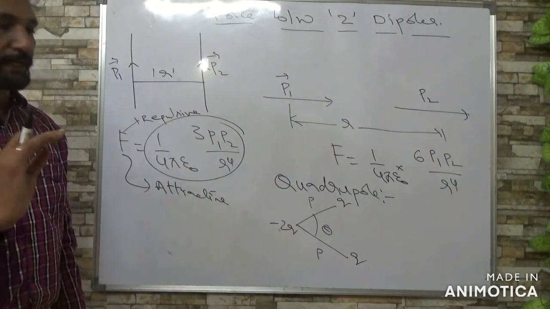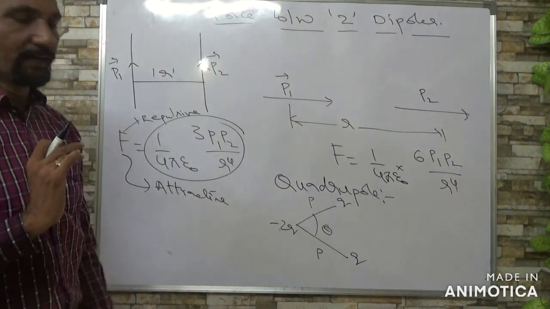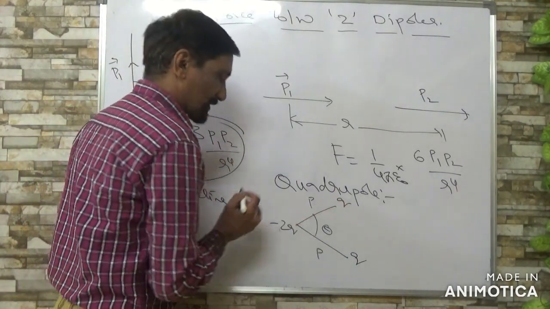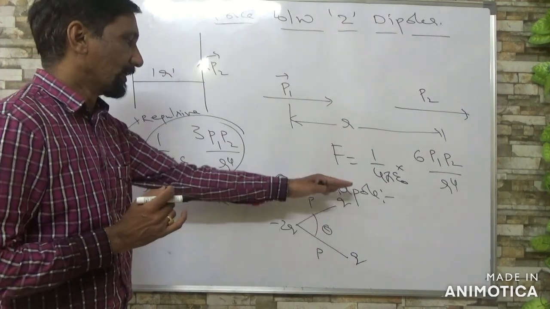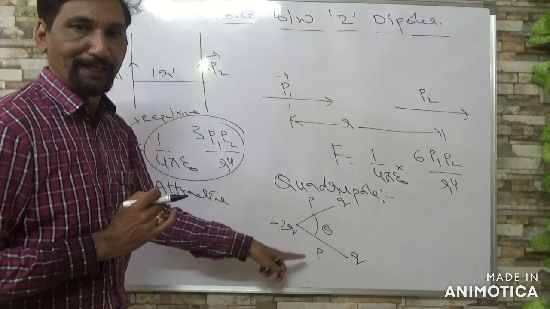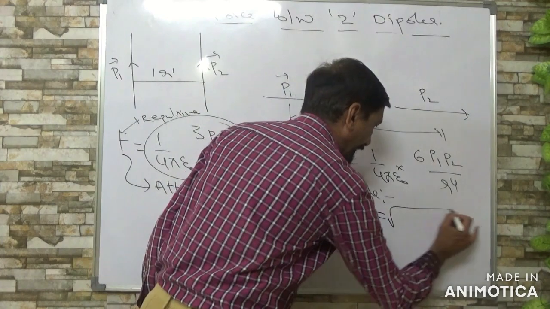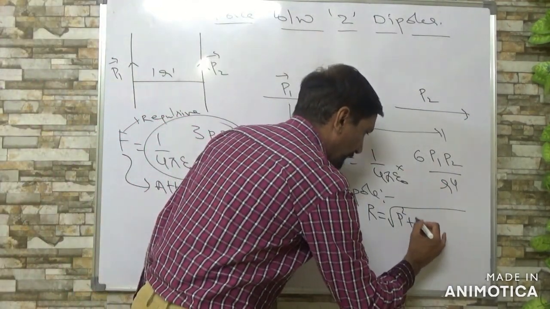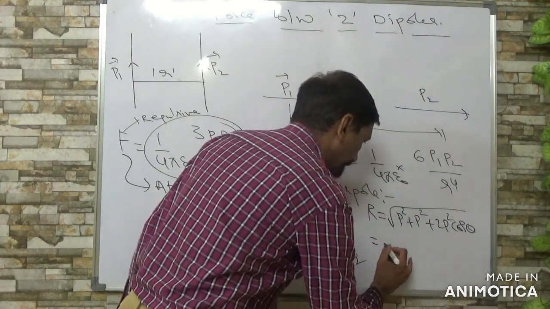Okay, now suppose there are two dipoles inclined at an angle theta. So plus q minus q, plus q minus q, inclined at an angle theta. So two identical dipoles inclined at an angle theta, then you know the resultant dipole moment is given by the square root of p square plus p square plus 2p square cos theta.